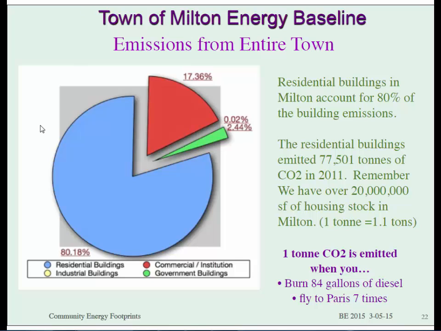So as I said before, of buildings in the town, a majority of them are single-family houses. And that's about 80% of all the emissions from all the buildings. We have a small commercial footprint. Tiny. Over 20 million square feet of housing stock in Milton. So of those 9,000 households, there's about 20 million square feet, which is a significant number.